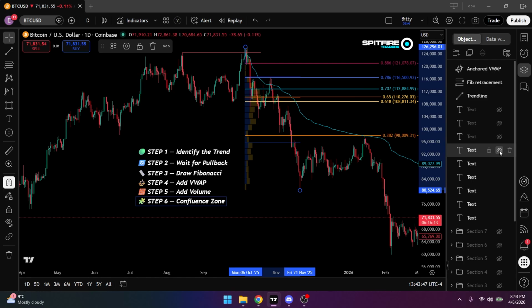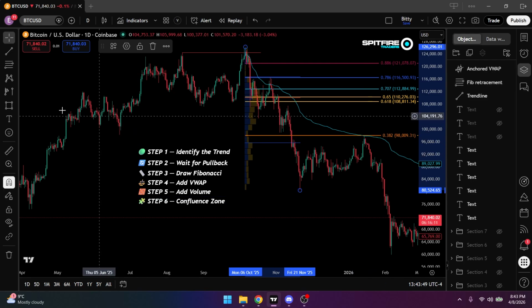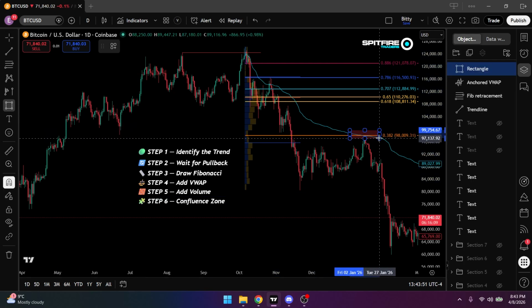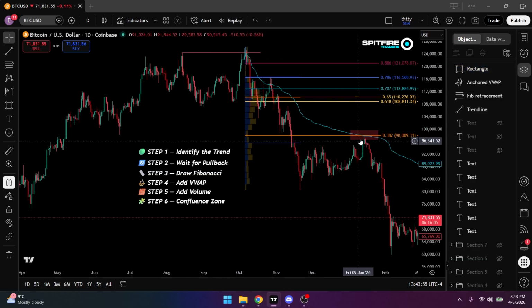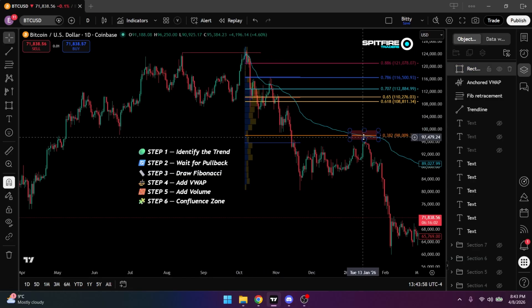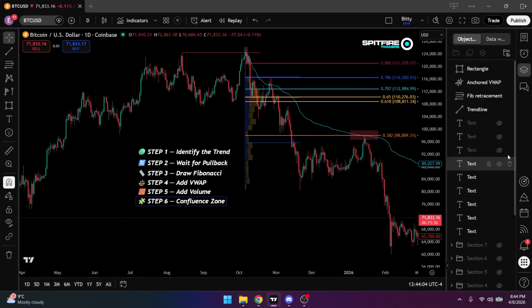And this is where things get interesting, because this is how we get our confluence zone. This will be our box for shorts. Because price is in a downtrend, we are looking for pullbacks to continue the trend down. But even if we have our confluence zone, we don't enter immediately. We wait for a confirmation.